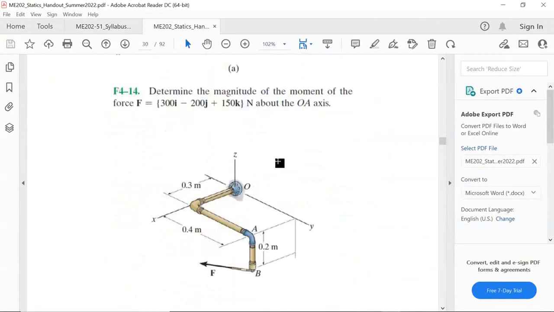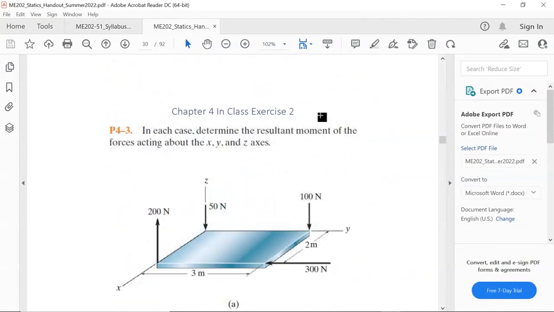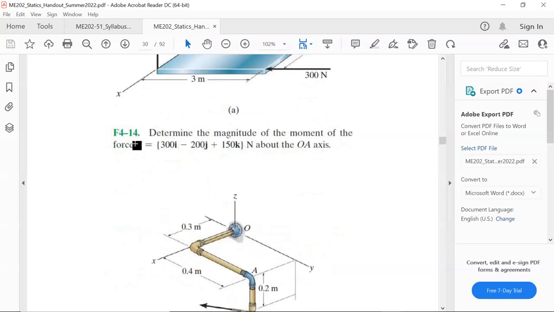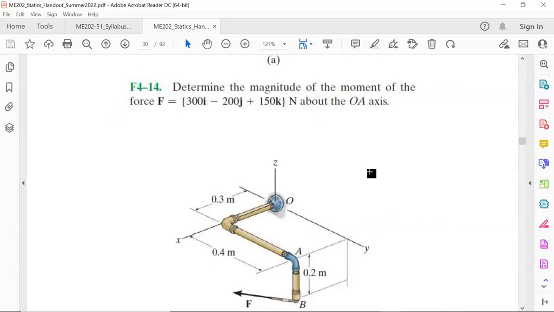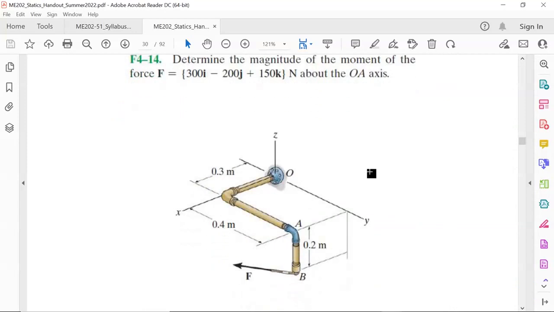So now we will work on the in-class exercise to chapter 4, problem F4.14. Determine the magnitude of the moment of the force F about the axis OA. This is different than the previous in-class exercise where we were calculating moment about a point. Now we are calculating moment about an axis.